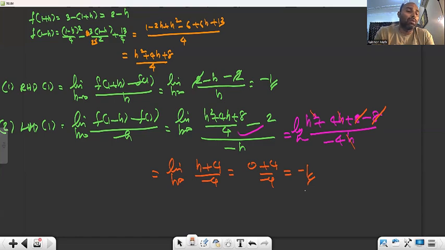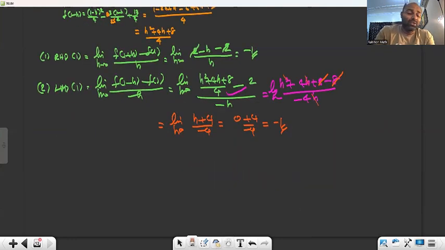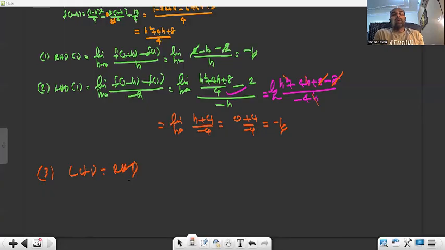So what happened now? Third one, differentiable. Third one is very easy. Actually, these steps are already done. So here LHD equal to RHD. Therefore, f of x is differentiable at x equal to 1. Please write. Any doubt, let me know. F of x is differentiable at x equal to 1, because LHD equal to RHD.